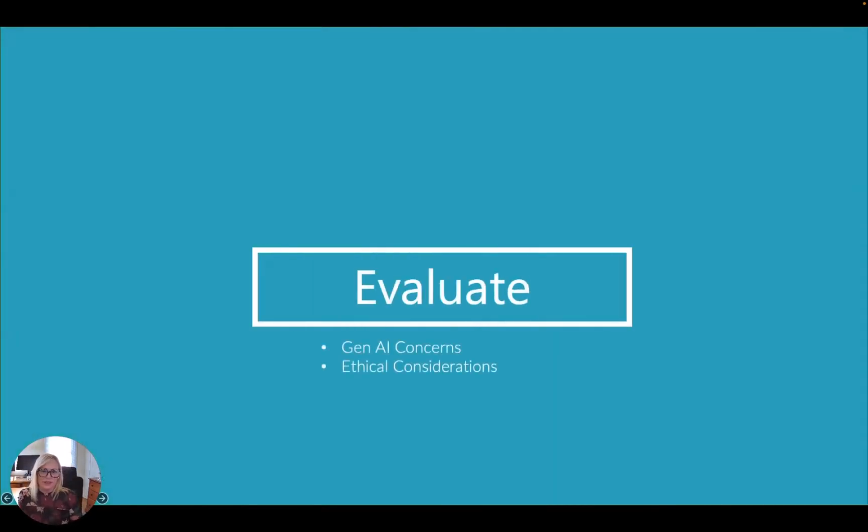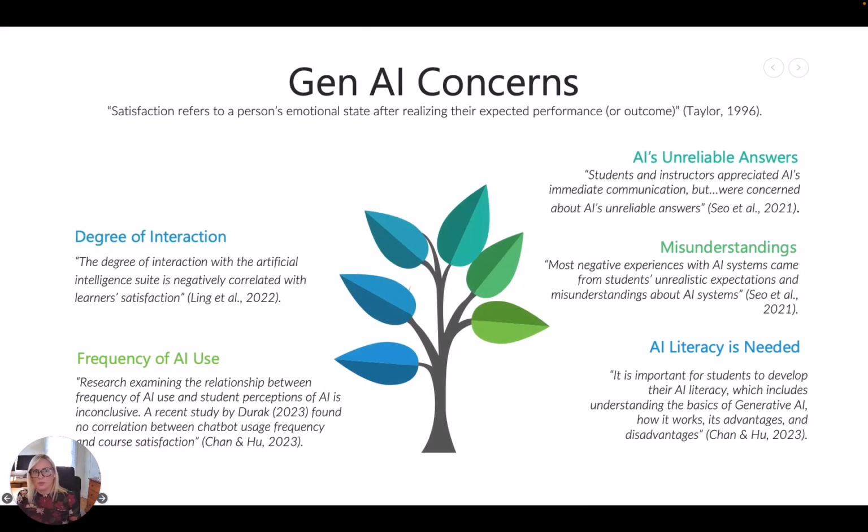So Gen AI concerns, so evaluate. How do we know what the concerns are? How do we know how to do this correctly and ethically using these tools? So some interesting things. The degree of interaction with AI is negatively correlated with learner satisfaction.